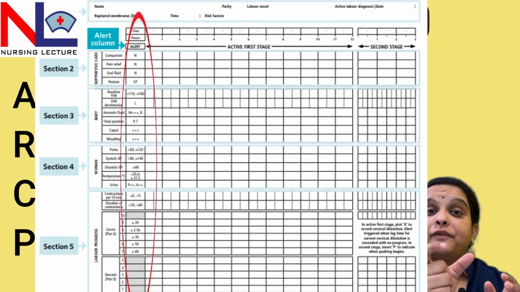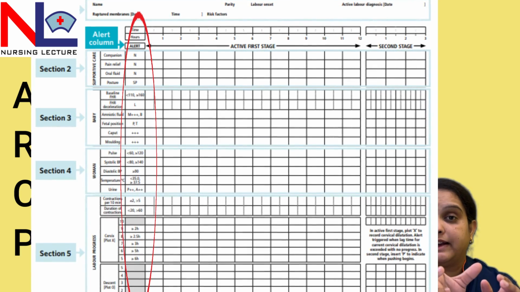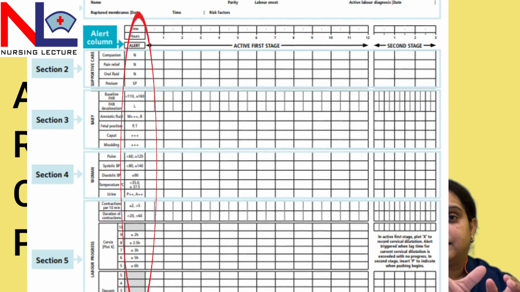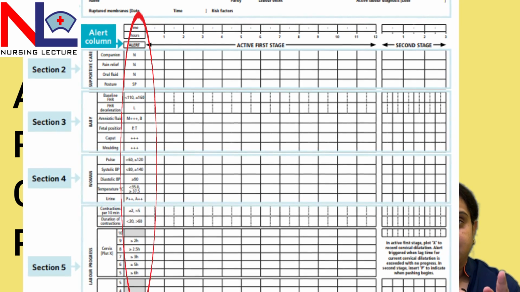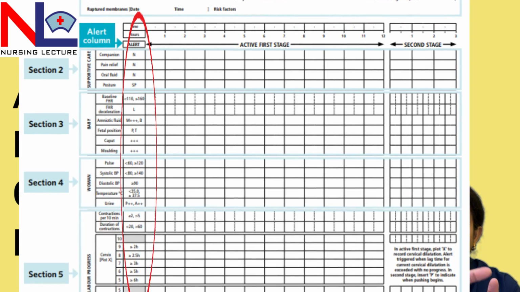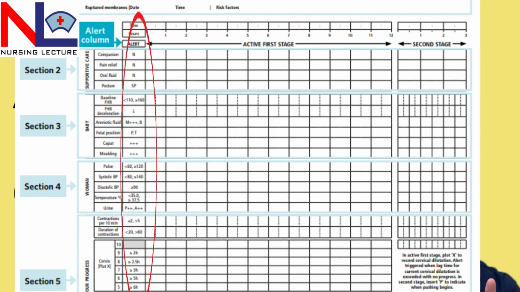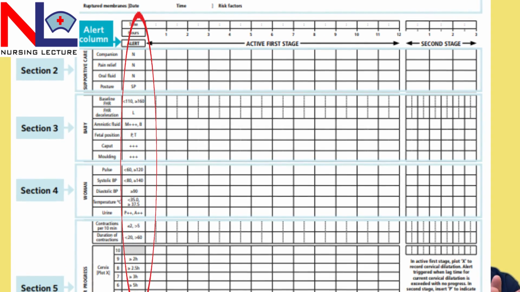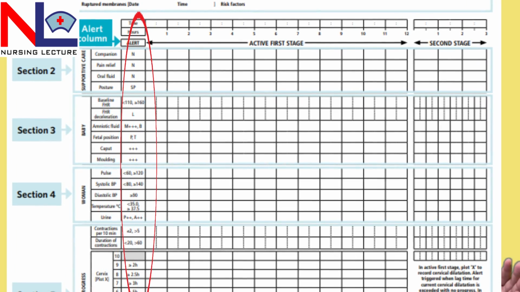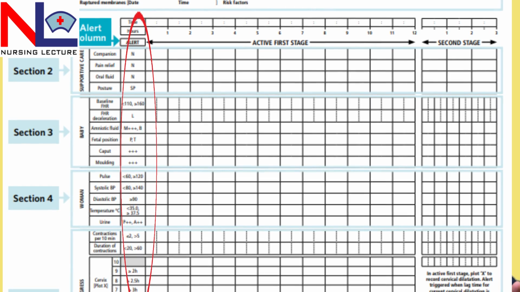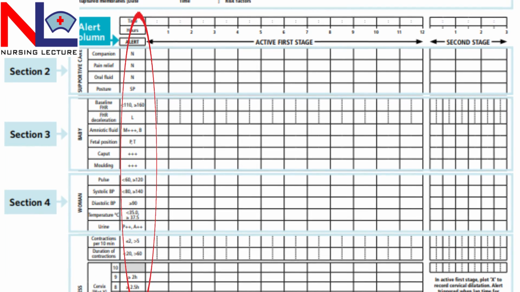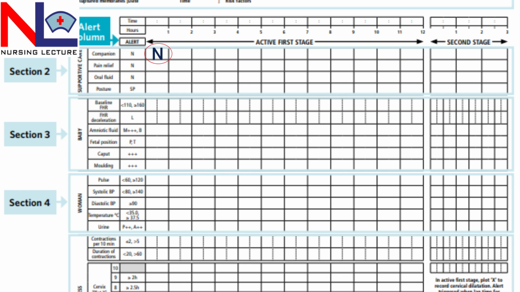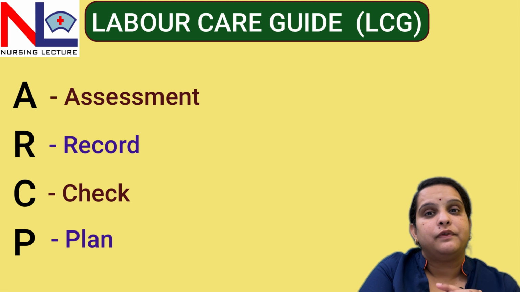That is the reference, the early warning sign. By keeping this alert, you have to check whether your findings, whatever you have recorded, are normal or abnormal. Suppose you find a finding that is not normal, or comes under alert and early warning sign, then you have to make a circle with a red color. That is noticed very easily and accordingly you have to plan. So these are the 4 criteria while you are filling the LCG, Labor Care Guide.